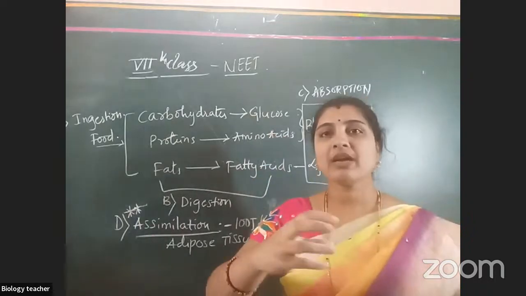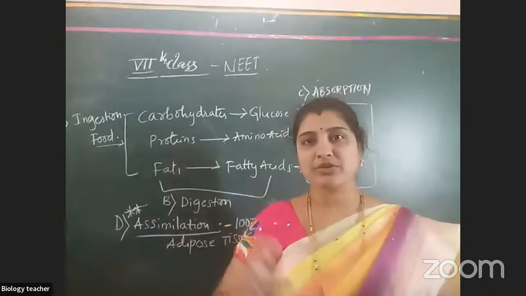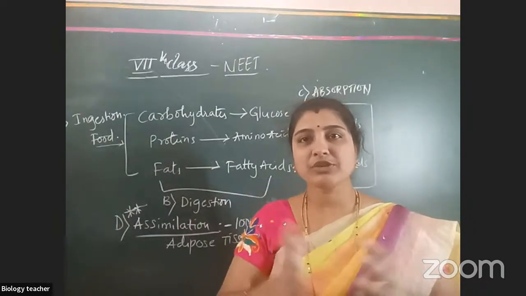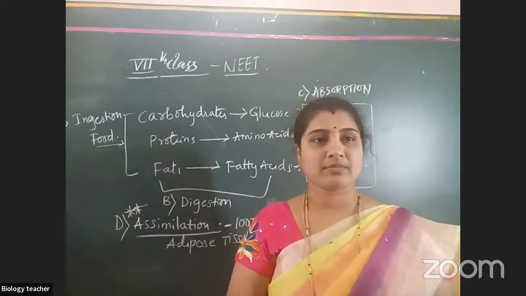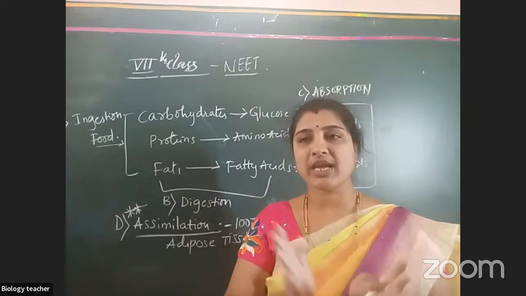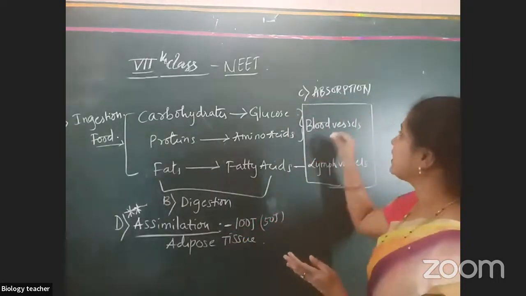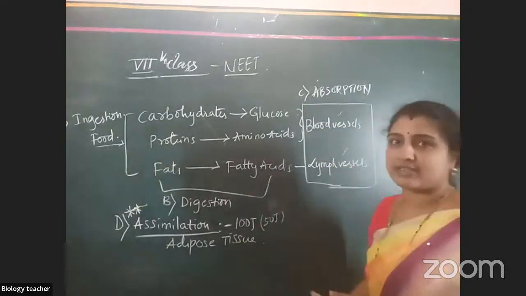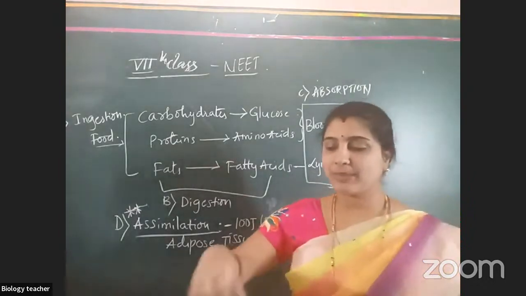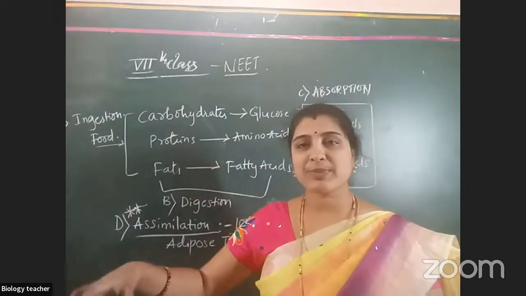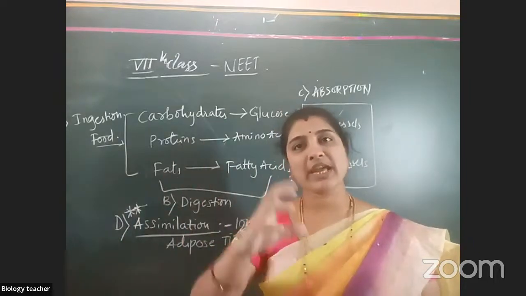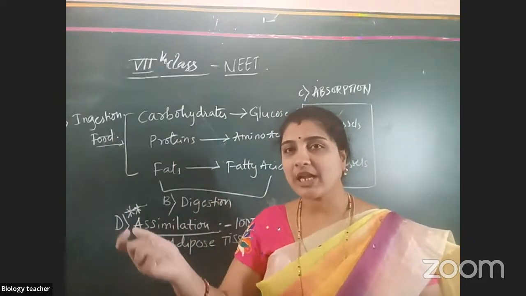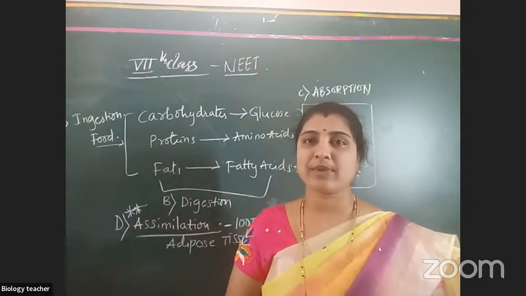So they should be going to other parts to give energy. How should they go? They need some carriers. So what carriers are there? Blood vessels and lymph vessels carry them. For example, we have bore wells, no? The bore is present outside of our house, but the water should reach every part of our room. So what is present there? Pipes are present. Same like that.